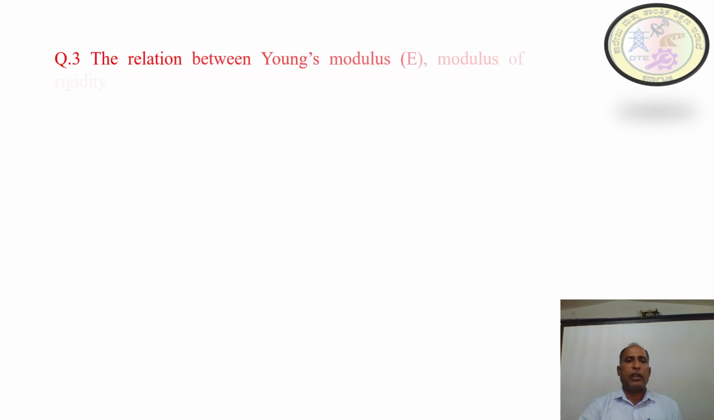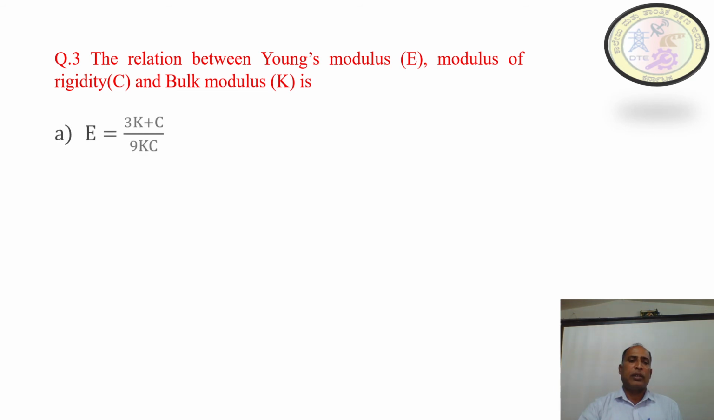Third question, the relation between Young's modulus E, modulus of rigidity C and bulk modulus K. That is the relation between all the three elastic constants. As we know that E is equal to 9KC divided by 3K plus C is the correct answer. Therefore, answer is B.